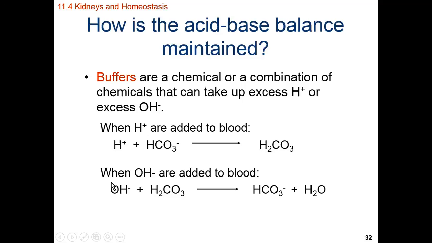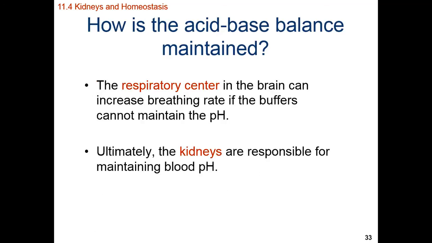If we have extra hydroxide ions added to the blood, carbonic acid will then bind to the extra hydroxide ions and form a water molecule and a bicarbonate ion. So by having bicarbonates and carbonic acid in our blood, these two chemicals combined, being dissolved in the blood at the same time, form a buffering system that can neutralize excess hydrogen ions or excess hydroxide ions and resists change in pH.